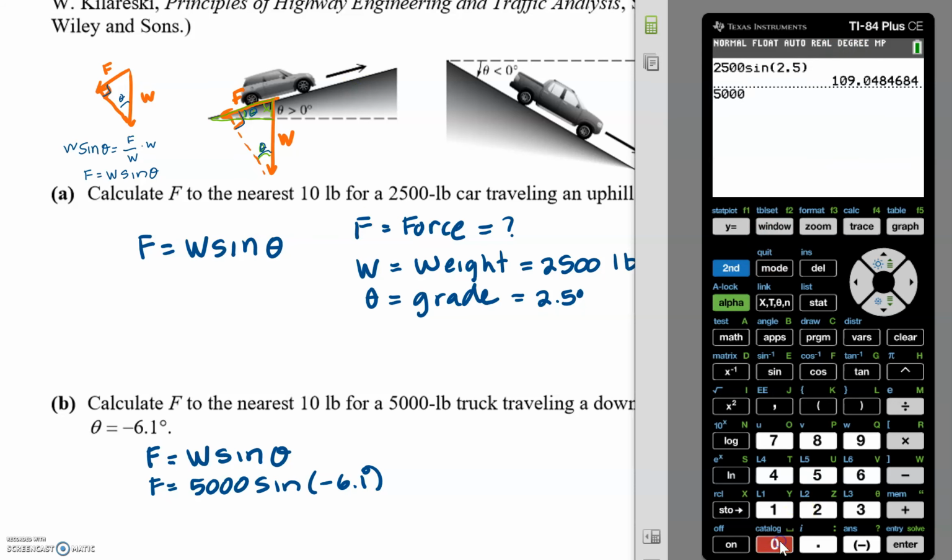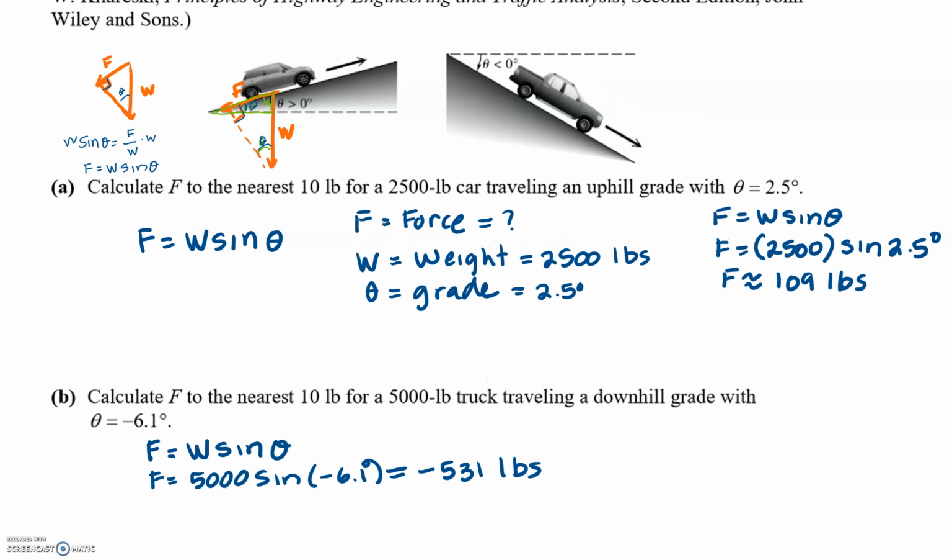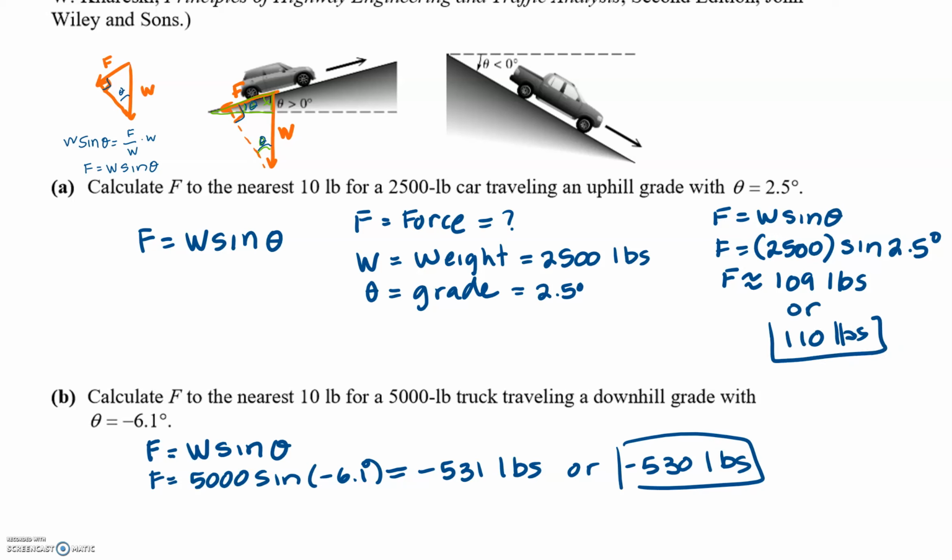5,000 times sine. Again, we need to use our calculator because this is not one of the angles that we have memorized. It's not one of our special angles. So the only way you can find that is using a calculator. And there it is. It's a force of negative 531 pounds. They did ask for the nearest 10. I just realized that. So this is negative 530 pounds. That would be to the nearest 10. And this one up here would be 110 pounds, the nearest 10. I did it to the nearest one.